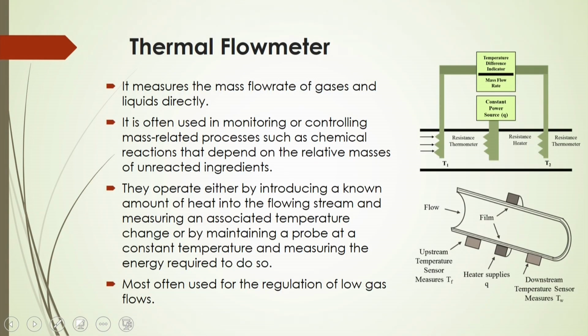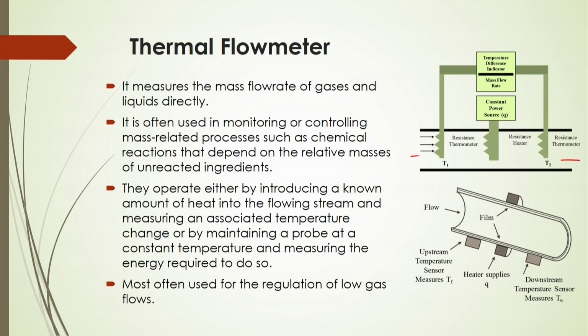Now, another important flow meter is called the thermal flow meter. This is one of the widely used flow meters, and it measures the mass flow rate of gases and liquids directly. As per the figure shown here, there is a pipe, and the different parts of this device are given here. It is often used in monitoring or controlling mass related processes such as chemical reactions that depend on the relative masses of unreacted ingredients.